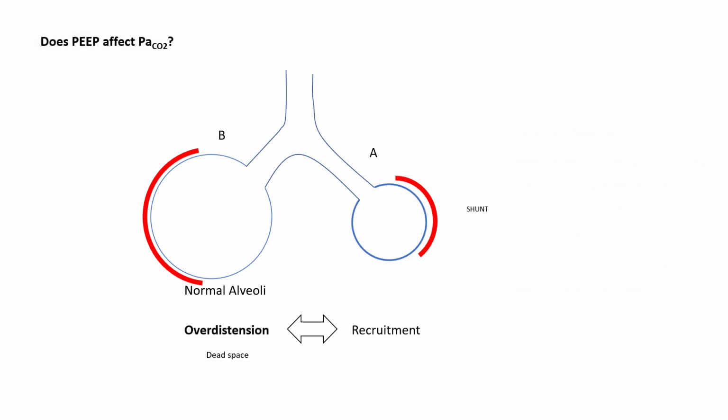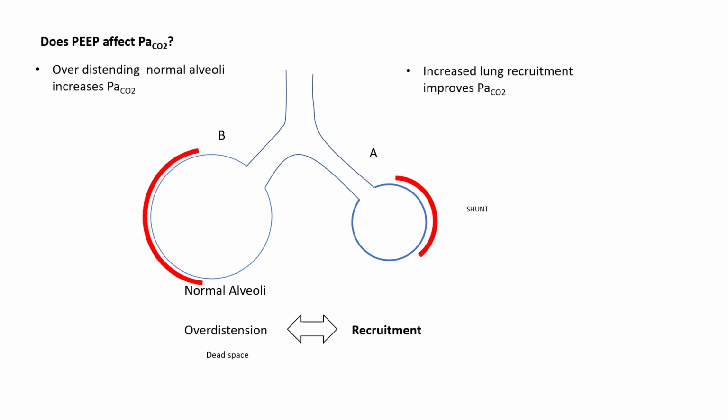Will the PEEP affect the CO2 level? The answer is most likely not. Certainly, it overdistends the normal alveoli, which causes some degree of dead space, which can increase the PaCO2. However, increased lung recruitment improves the PaCO2 as well. So these things are mostly matched.